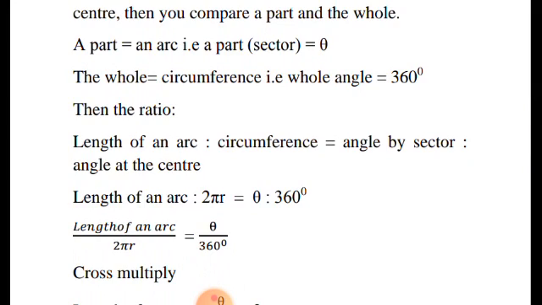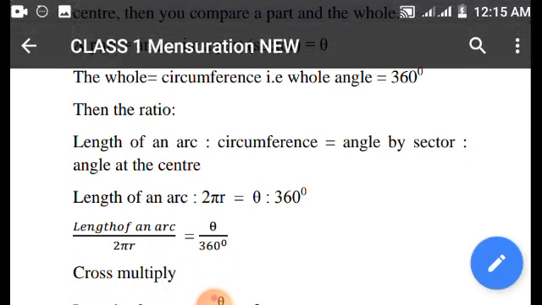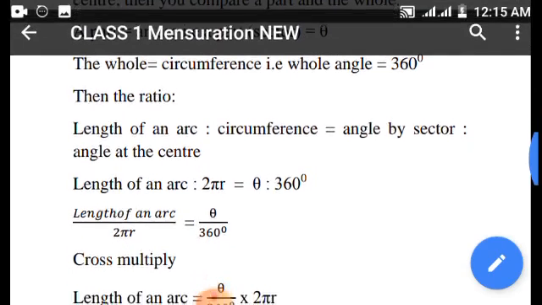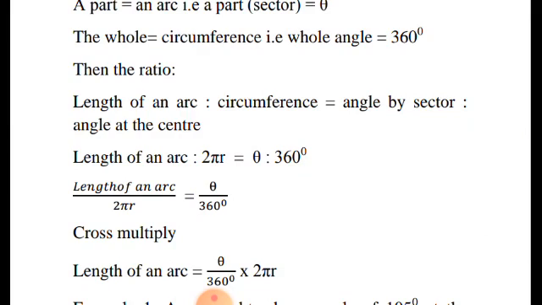Then from there, we now cross multiply. When we cross multiply, length of an arc multiplied by 360 degrees will be equal to 2 pi r theta. Now, like I said, when we cross multiply, at the end of the day, the length of an arc will be equal to theta over 360 times 2 pi r. That is the formula for finding the length of an arc.